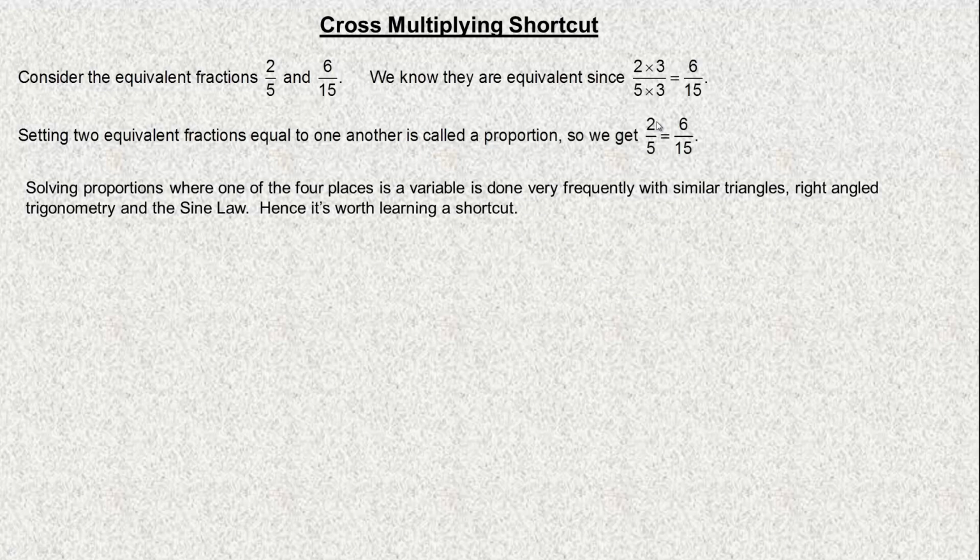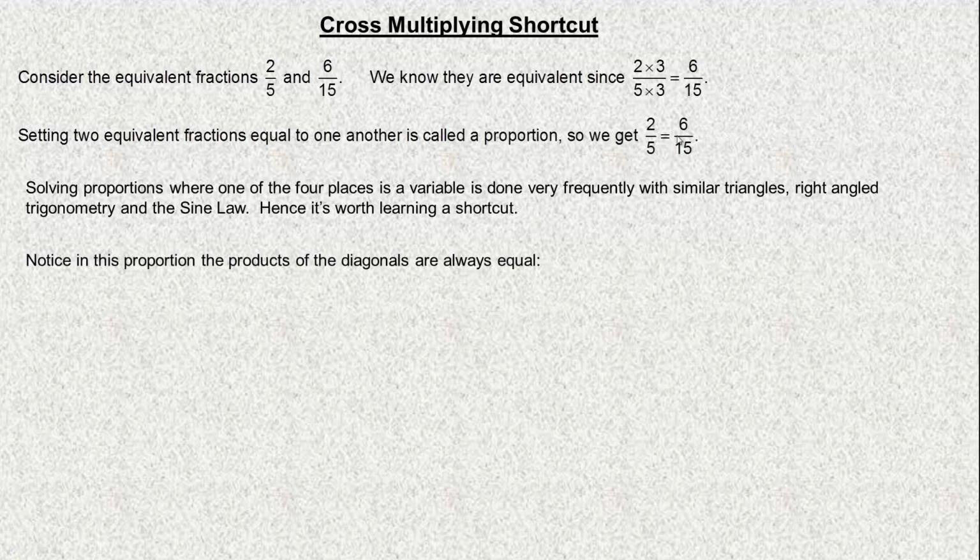Solving proportions where one of these, the 2, the 5, the 6, the 15, is a variable, is very frequently done with similar triangles, trying to find some unknown side. In right angle trigonometry, also in other trigonometry, the sine law. So it's worth learning a shortcut because it makes the solving part probably close to about half of the work, as opposed to the normal cross multiplying. So that's why I'm doing this tutorial.